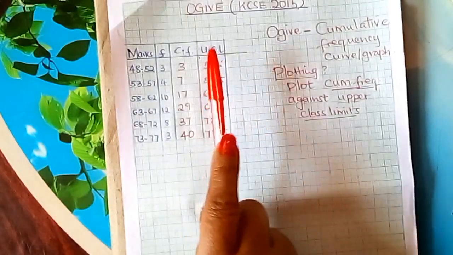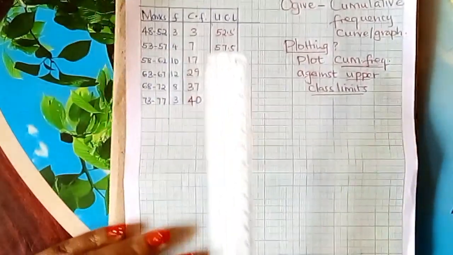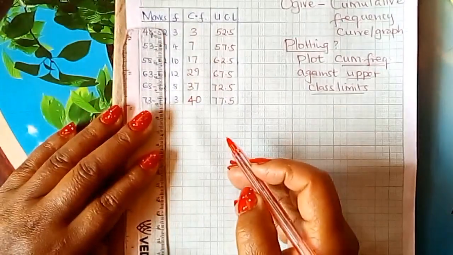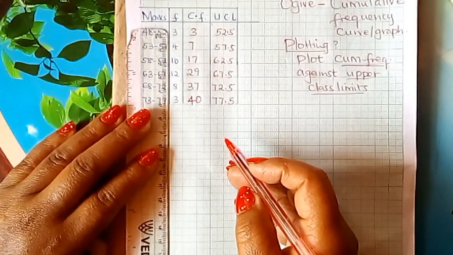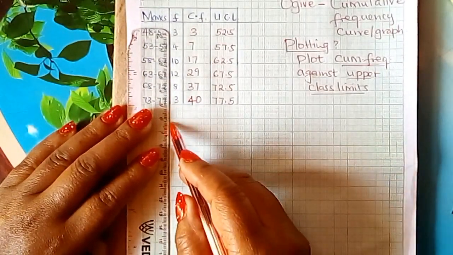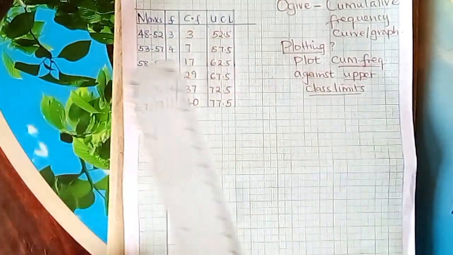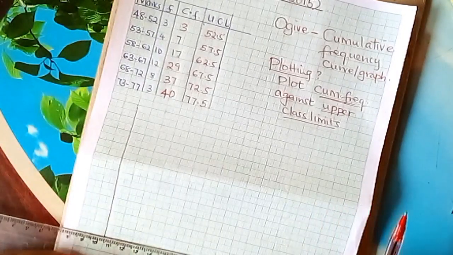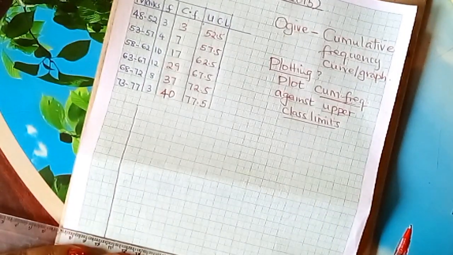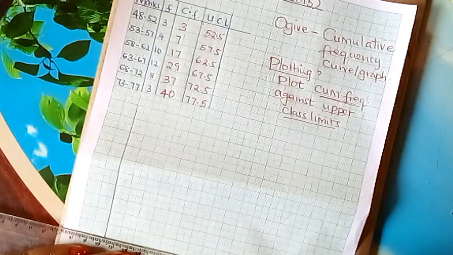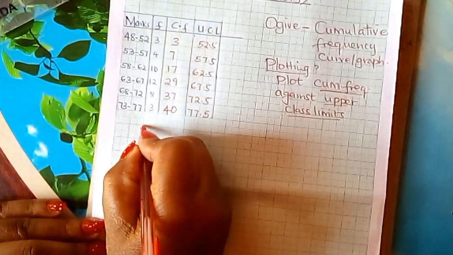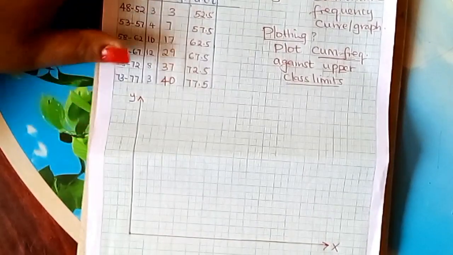Now let us draw the Ogive. You come with your ruler, and first of all, draw the axes. There we are. So, learner, this is the x-axis and this is the y-axis. The x and the y.